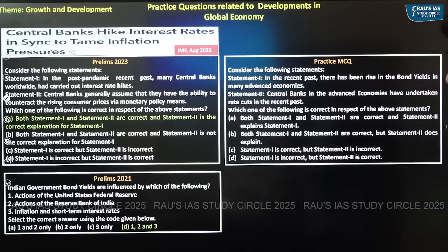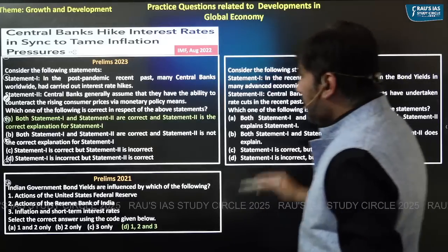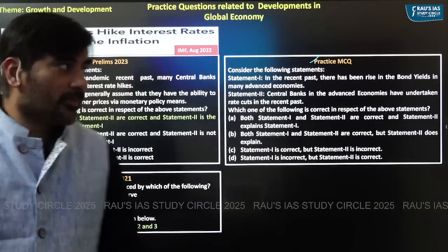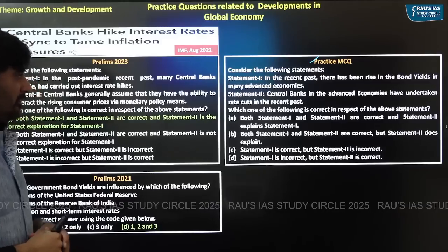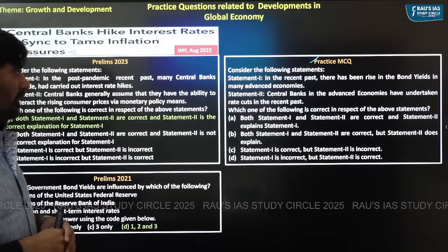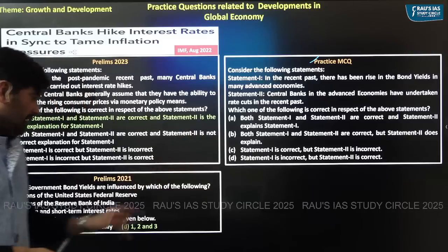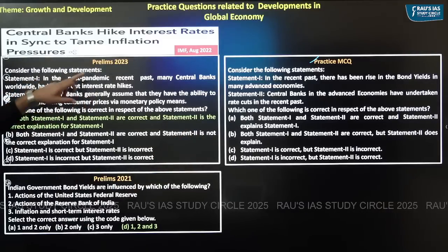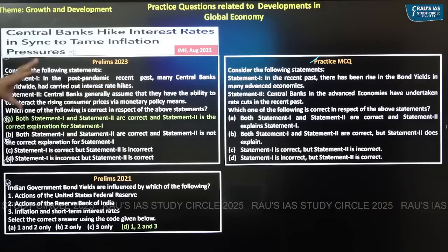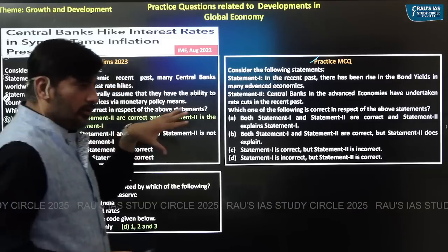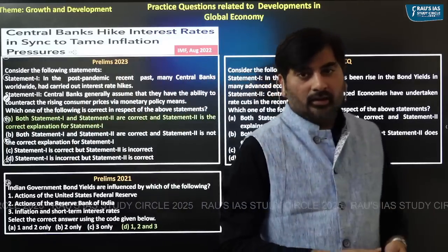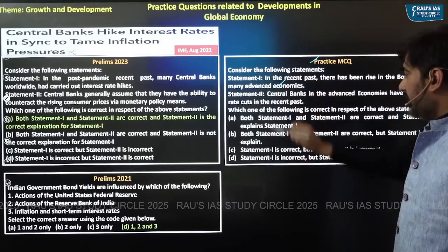How can you get a question on this? Let's look at this particular question. Practice MCQ. In the recent past, there has been a rise in the bond yields in many advanced economies. In the recent past, in the post-pandemic recent past, means you have to see the year 2024, right? Which is obviously correct.